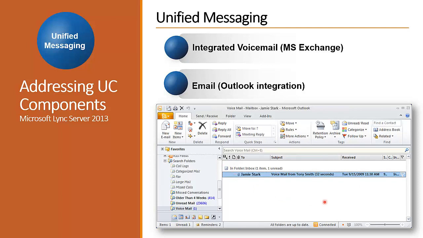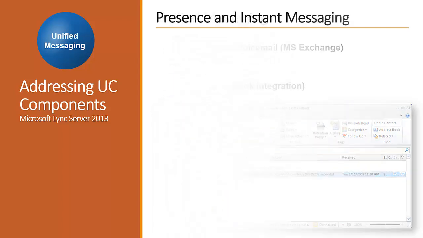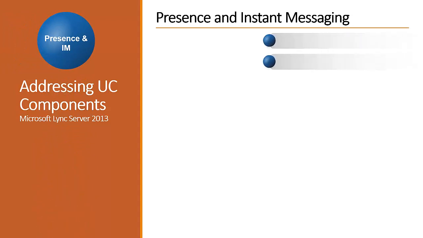So you can see here you have a voicemail that pops into the inbox. Along with any missed calls, they'll also come into your inbox as emails. Now the nice thing about Lync is it actually has speech-to-text technology that will transcribe the voicemail right into the body of the email, so you can see what the person said without actually having to listen to the voicemail. The next component is Presence and IM.